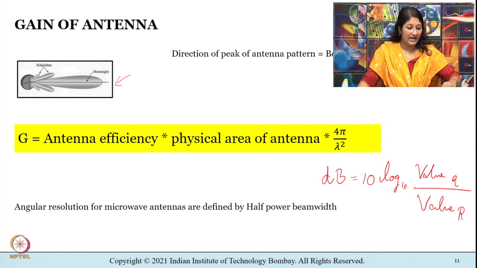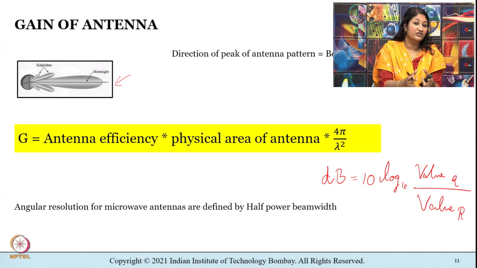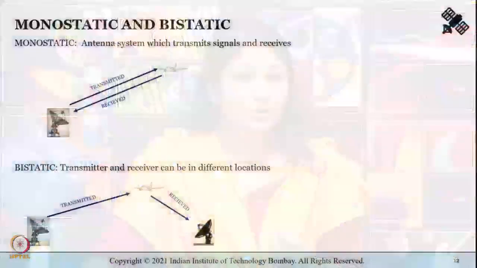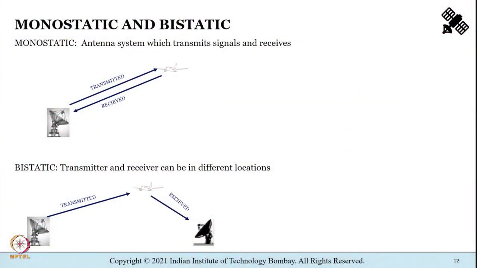So, we have discussed this earlier, but just to reiterate, please remember that angular resolution for microwave antennas is defined by half power beam width. Now, we spoke about antenna, we spoke about receiver. Now, let us try to understand monostatic and bistatic antenna systems.